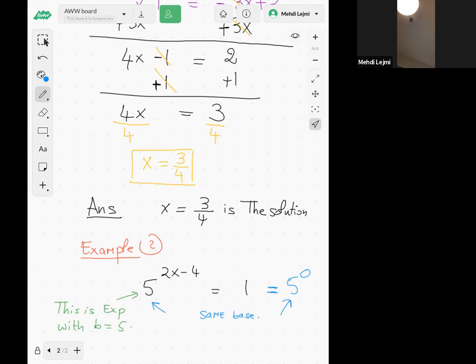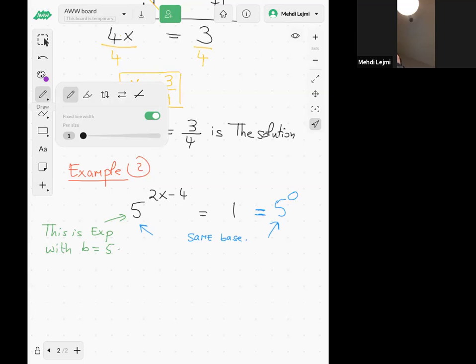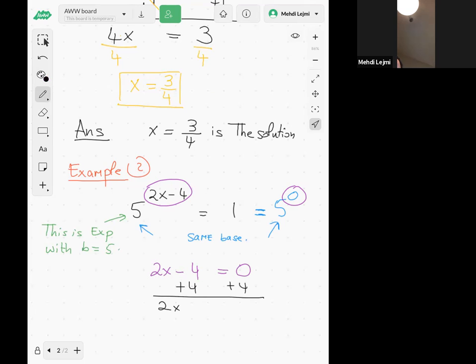Okay, and again, because we have the same base, then the powers are equal. So the exponent on the left side is 2x minus 4, and the exponent on the right side is actually 0. So the exponents are equal, so 2x minus 4 is equal to 0. Then 2x would be equal to 4, and so x would be equal to 2. And that's the final answer. So x equal to 2 is the solution.